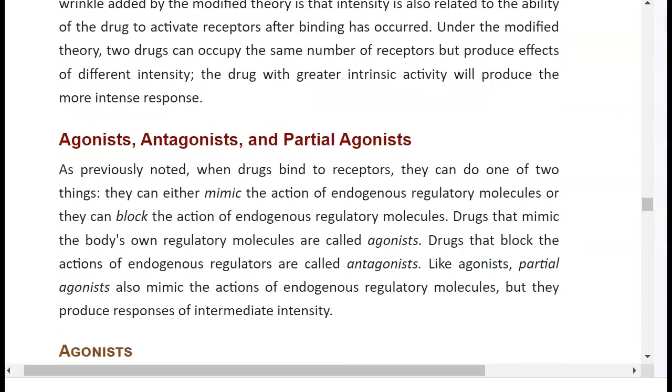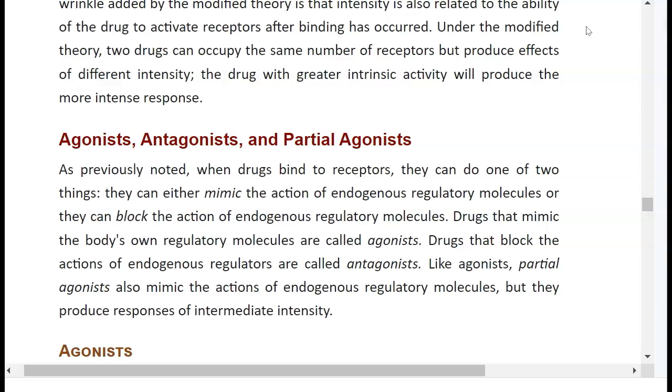So the idea here is this. Under the modified theory, two drugs can occupy the same number of receptors, but produce effects of different intensity. So if I give drug A, which has high affinity and high intrinsic activity, and I give drug B, which has high affinity but low intrinsic activity, both of those drugs may occupy the same receptors. They may bind the receptor very strongly at the site.